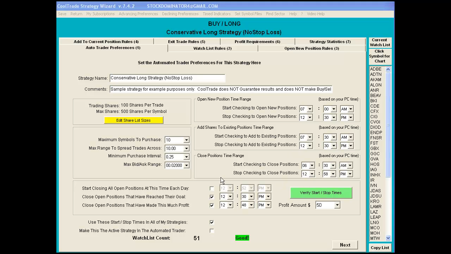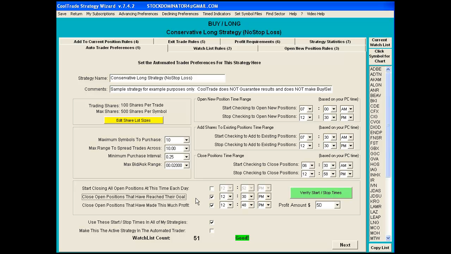So a couple other features here. If this is a day trading strategy, you could click right here, close all positions at this time. And CoolTrade has a profit maximization feature. So even if a stock has reached its profit goals, and we'll go over those a little further through this tutorial, it's going to attempt to take more money off the table as the stock climbs higher. However, if you want to make sure you close that position out at a certain time, you'd click right here.